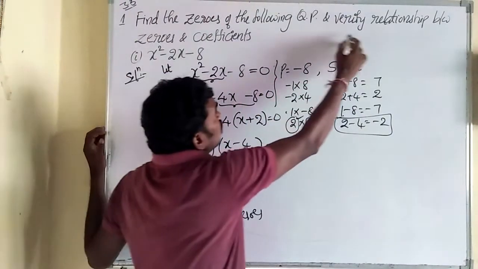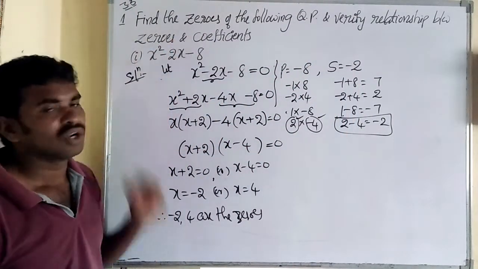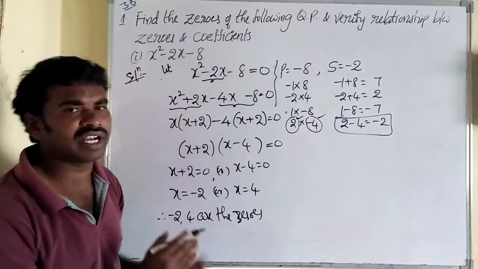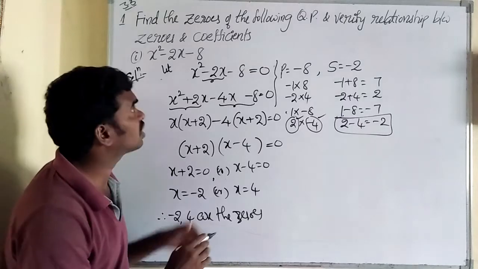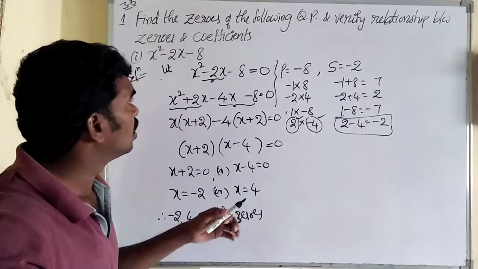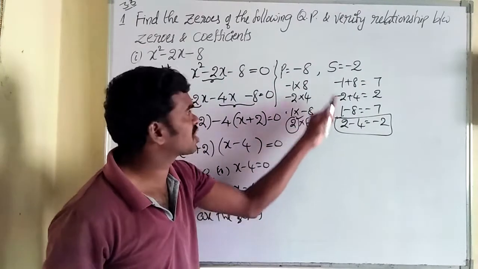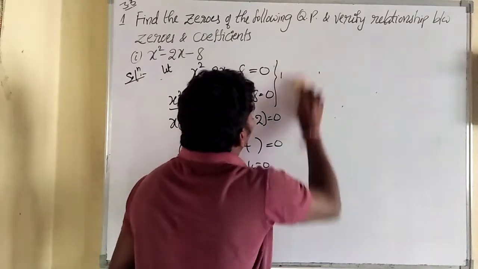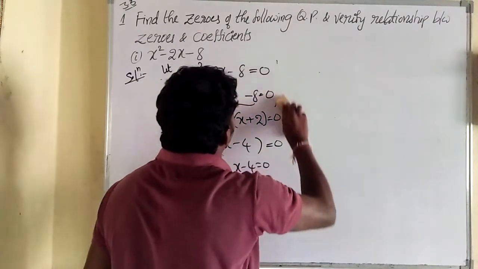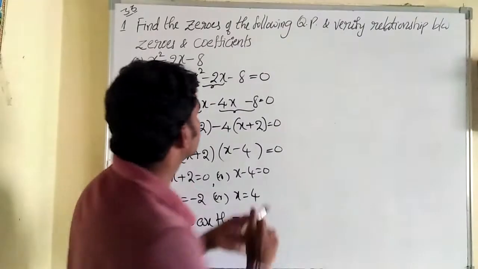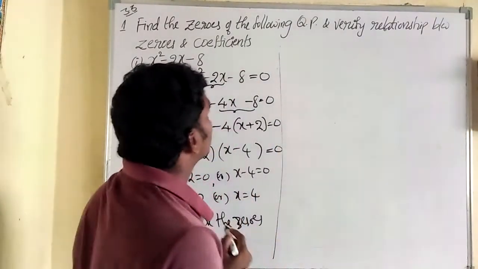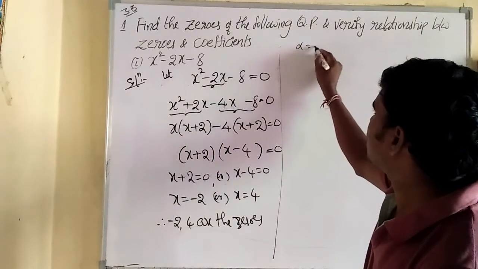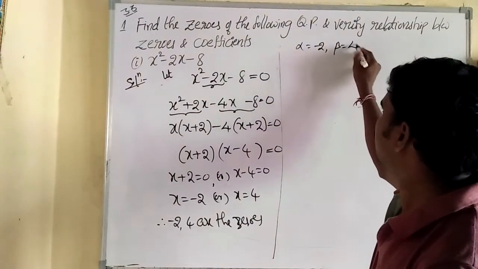For the first part, the information is completed. Next, what we have to do is verify the relation between zeros and coefficients. Next, I am going to find the relationship. What are the zeros and what are the coefficients? This is just rough work. You also write it in your notebook in the rough place. So the zeros are alpha is -2 and beta is 4.